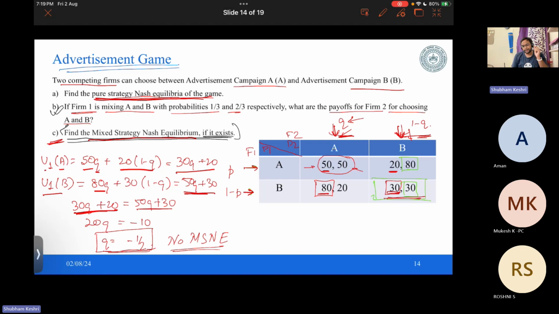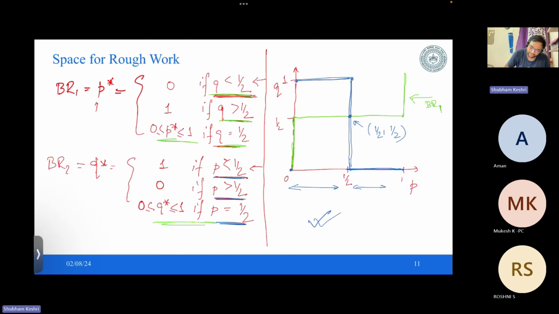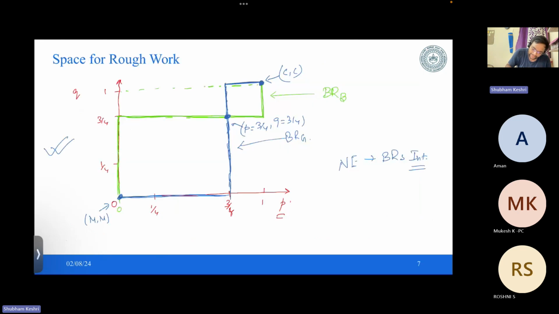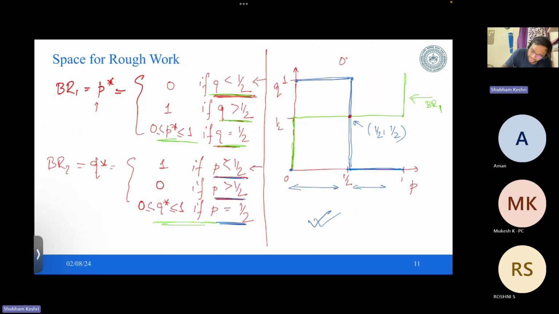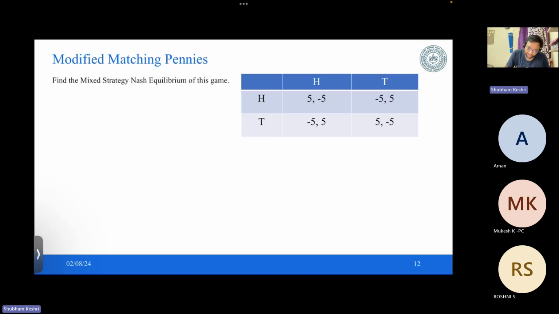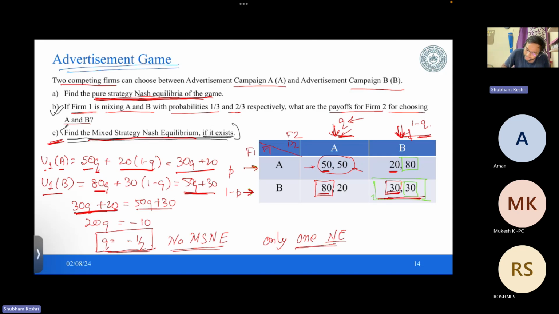There is only one pure strategy Nash equilibrium for this game, and no mixed strategy Nash equilibrium. So only one Nash equilibrium. Before this, in one problem we had 3 Nash equilibria. For another problem, we have only one Nash equilibrium, which is the mixed strategy Nash equilibrium. And for this problem, only one, the pure strategy Nash equilibrium.